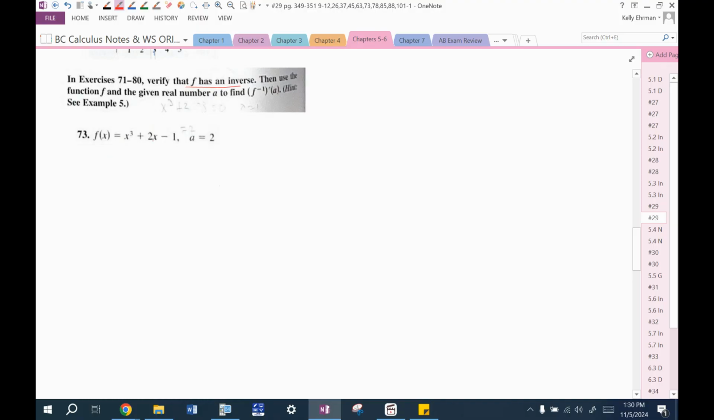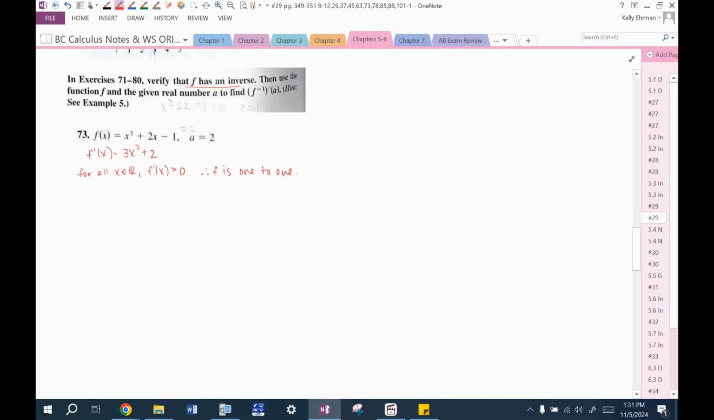Let's assume we don't have a calculator, so I don't really want to graph this. But I can quickly find f prime. That's 3x squared plus 2. And then for any x value that I plug in, 3x squared is going to be positive. Plus 2 will still be positive. So for all x values that are real numbers, f prime of x is always greater than 0. So that means that, therefore, f is 1 to 1 because it's strictly monotonic. Okay, so there is an inverse function.